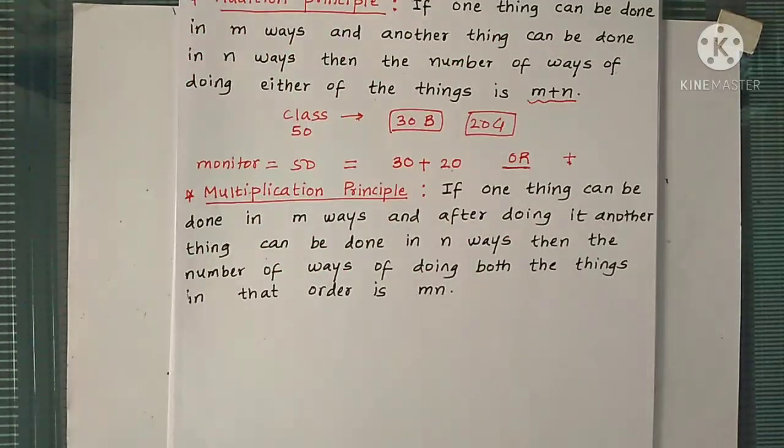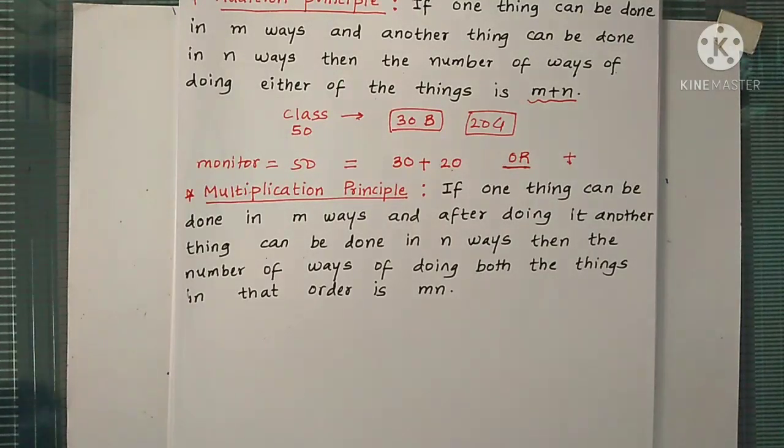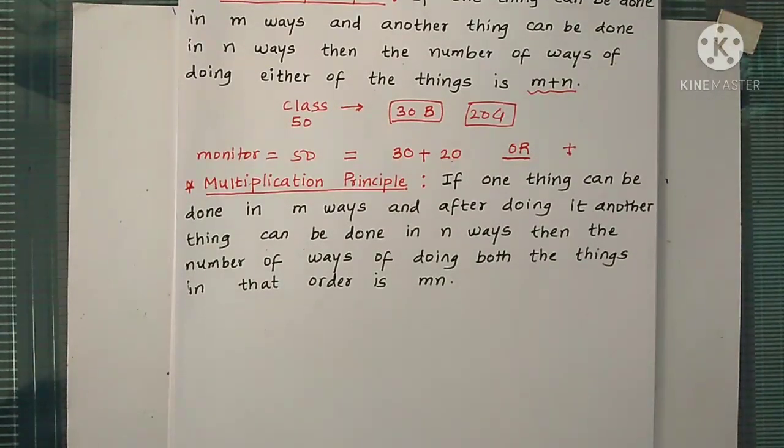The next one is the multiplication principle. The multiplication principle says that if one thing can be done in m ways and after doing it another thing can be done in n ways, then the number of ways of doing both the things in that order is mn. So let's consider one example.